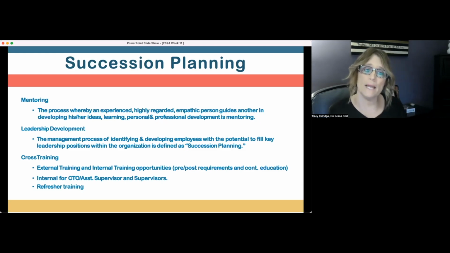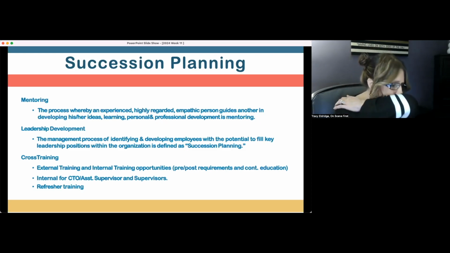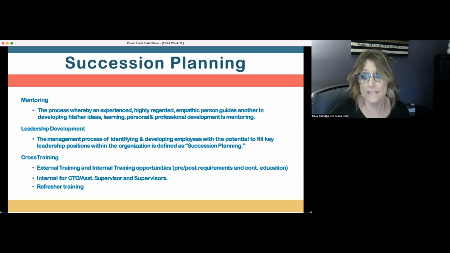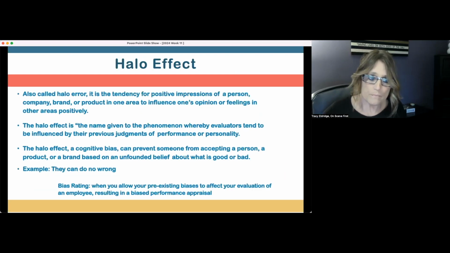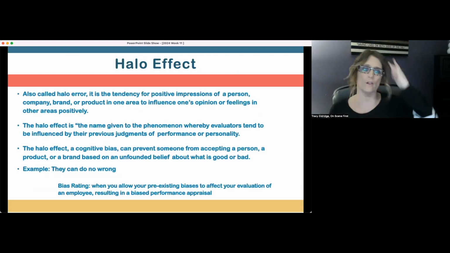to be able to move into leadership positions. The biggest mistake we can make as leaders is not succession planning, not giving folks the tools to succeed if you should have to not be there. And then cross-training is part of this as well. External and internal training opportunities in and out of the center. Internal for CTO, assistant supervisors, and then ongoing refresher training. And then here is the information on the halo effect.